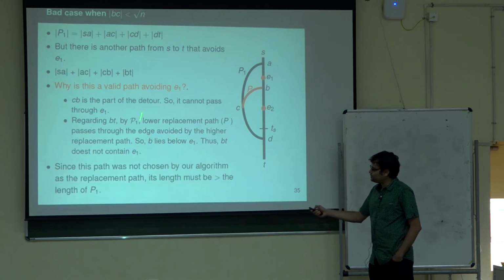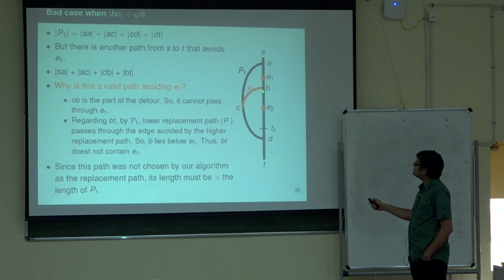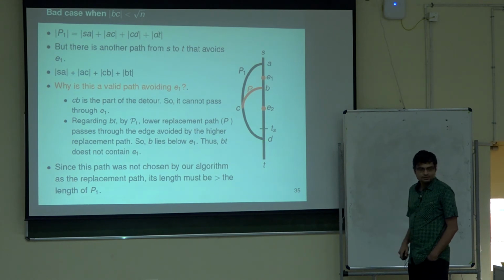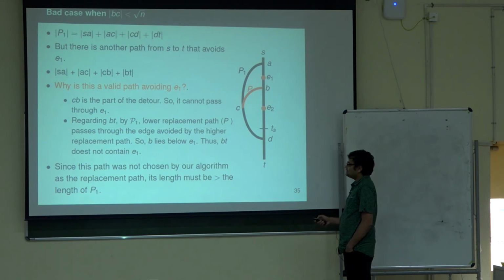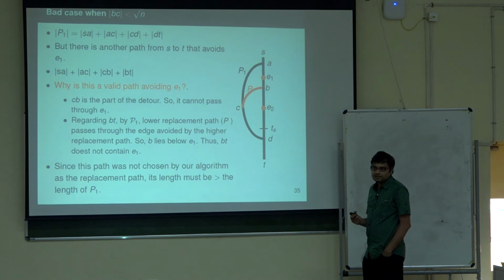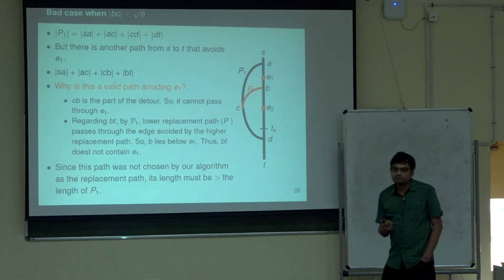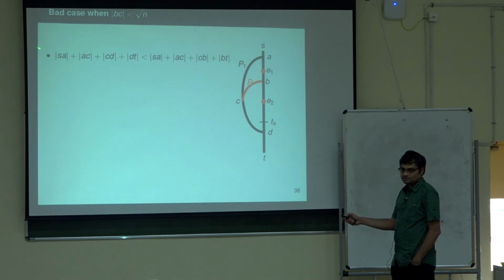So I will not go into this. But why did our algorithm not choose this path, but it chose this path? Well, our algorithm chose this path because the length of P1 should be less than or equal to the length of this path. So the length of this path should be greater than or equal to the length of P1. That is the only reason our algorithm chose P1 and not this path. So now this is what I will do. This is the length of P1, and this is the alternative path. This is SA, then AC, CD, then DT.